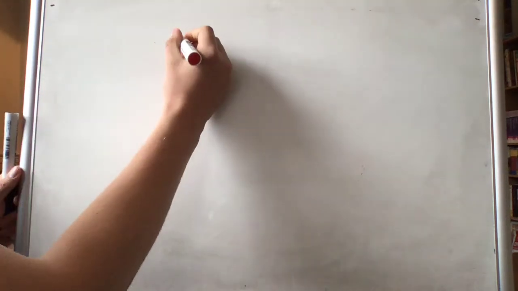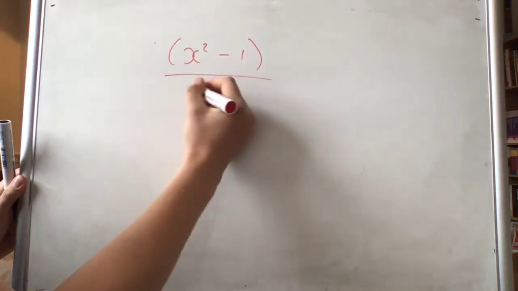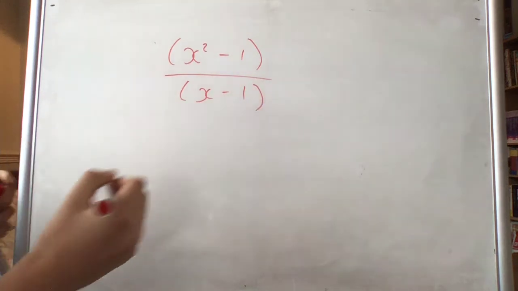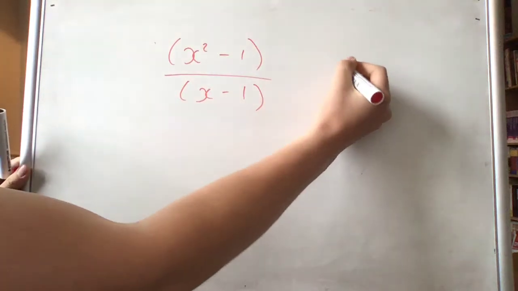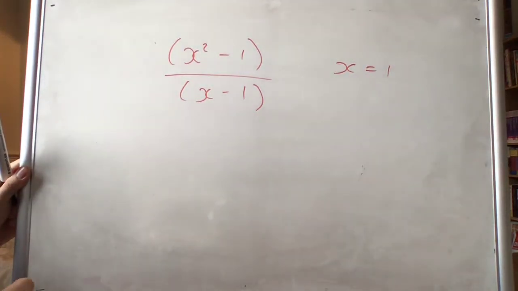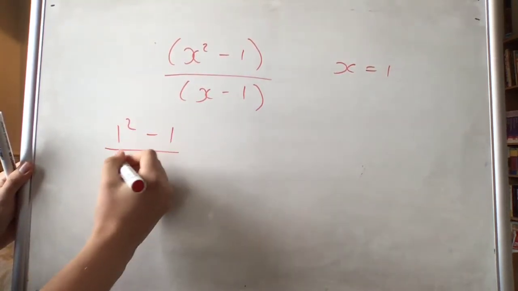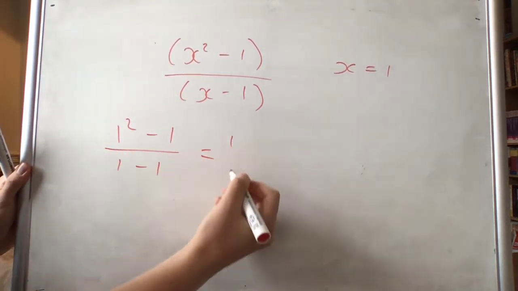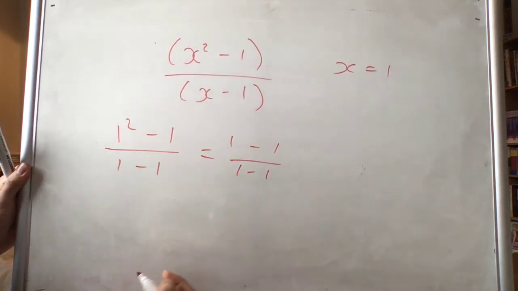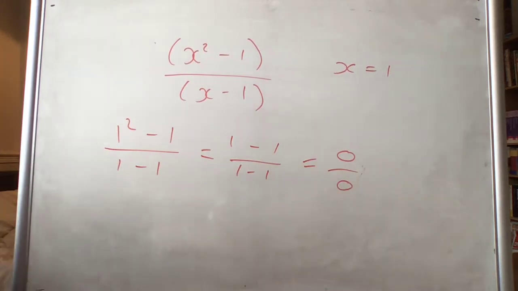Let's say that we had x squared minus 1 on the top and x minus 1 on the bottom. Okay, so let's say we wanted to work this out for x equals 1. So what we're going to do is plug in 1 wherever there is an x. So we're going to get 1 squared minus 1 over 1 minus 1. And 1 squared is equal to 1, so that's 1 minus 1 over 1 minus 1, and you should know pretty basically that's going to give us 0 over 0.